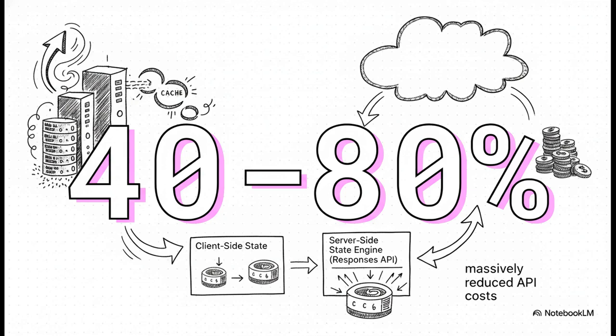And that is why this number is absolutely critical. Empirical evaluations show that shifting to the server-side state engine of the Responses API yields a 40% to 80% improvement in prompt cache utilization. I mean, that's a staggering jump. Because the server is now maintaining the conversation state for you, your cache hits just skyrocket. That instantly drives down operational latency and massively reduces your API costs.